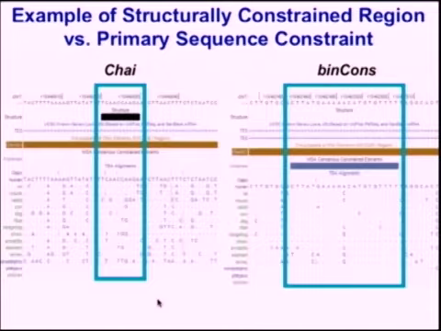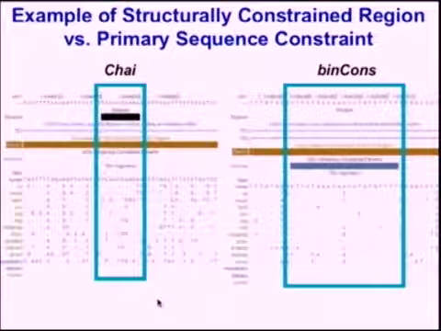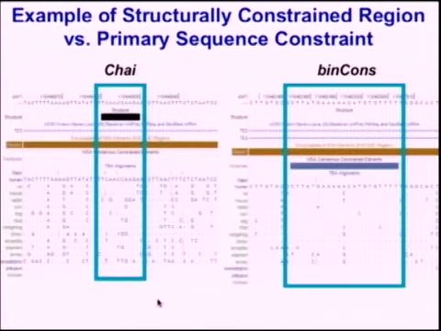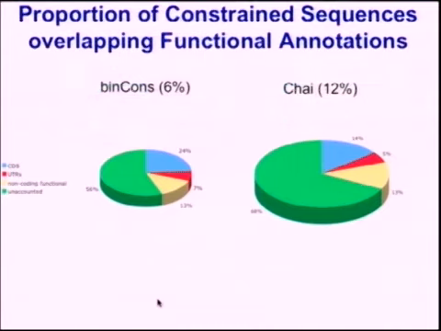Here's another example of one of these primary constrained sequences with very few substitutions. This is a region that has many more substitutions in it that seems to be identified as being under constraint when we add in this structural information.